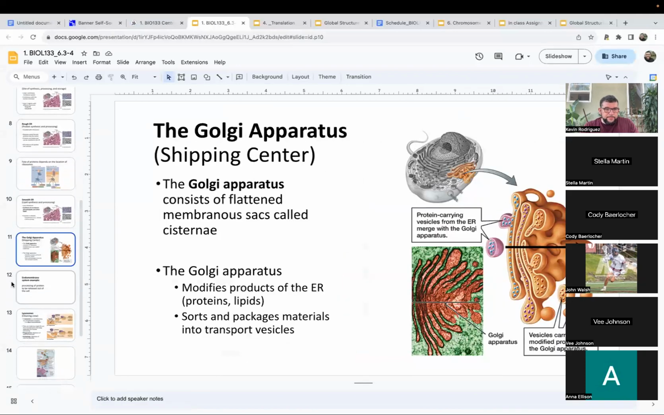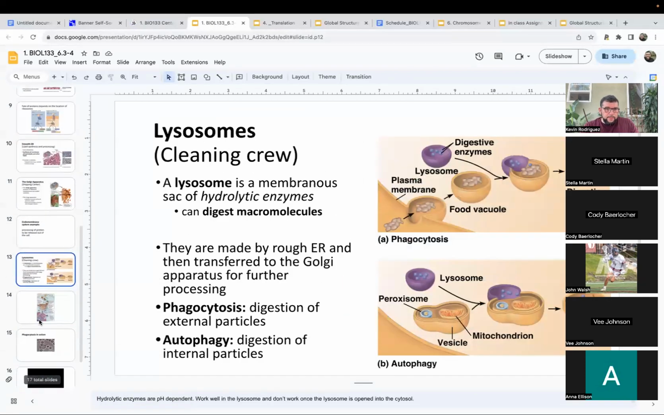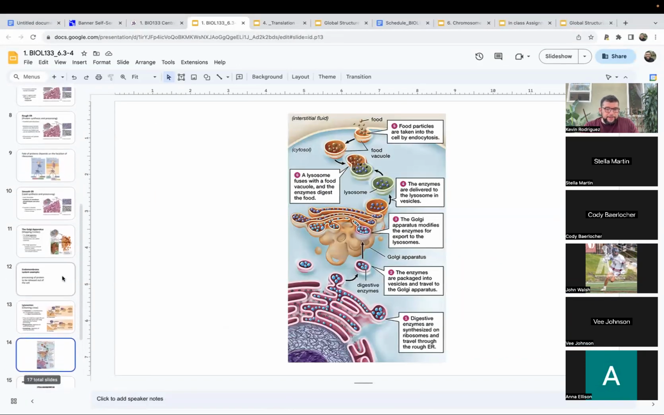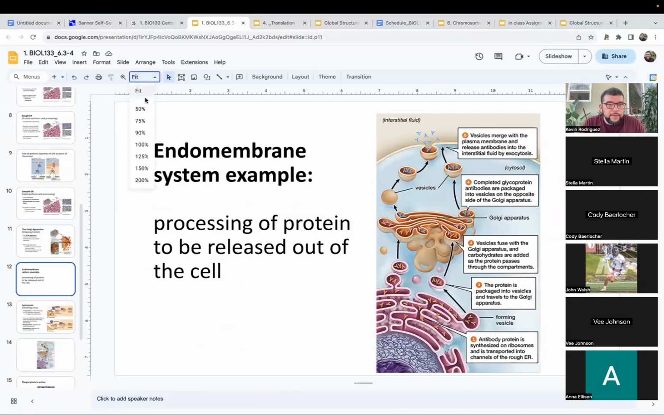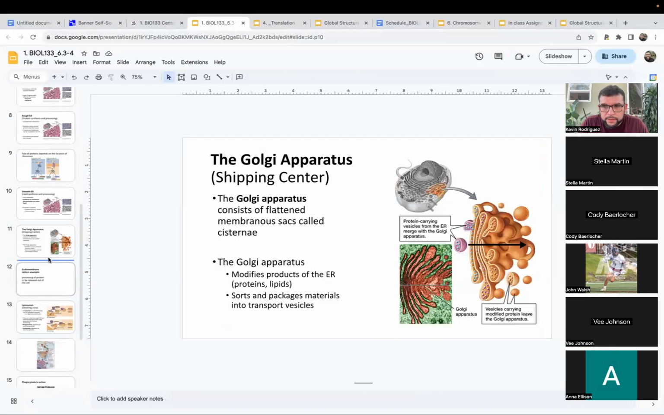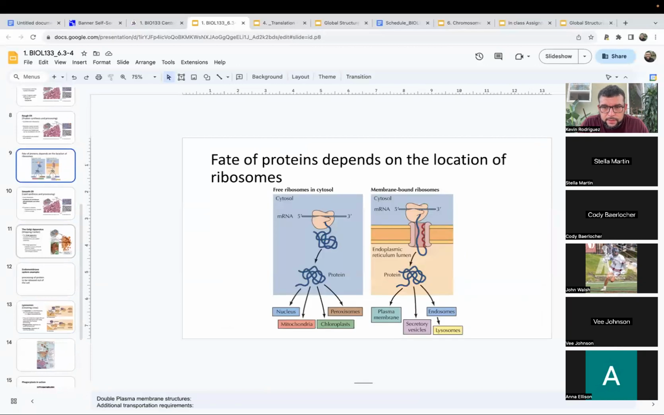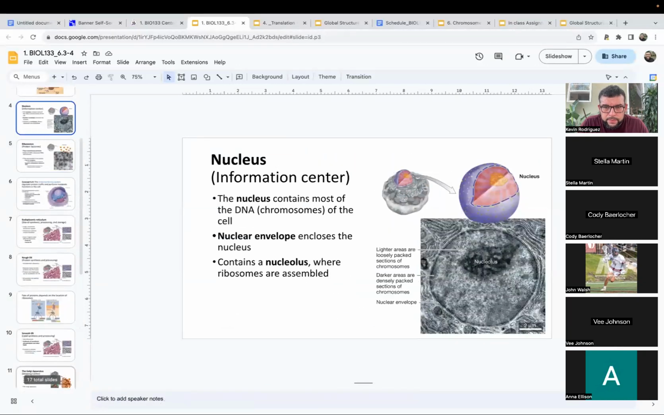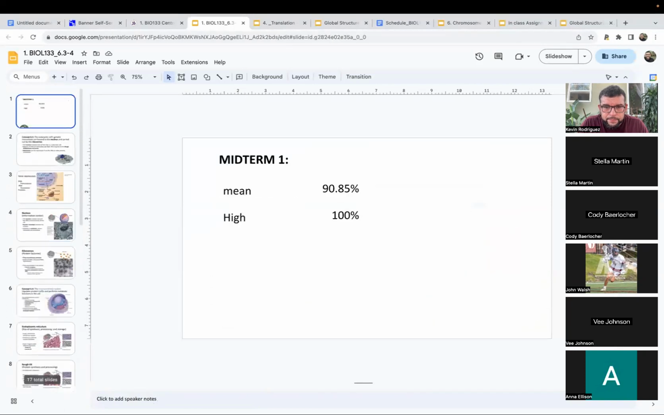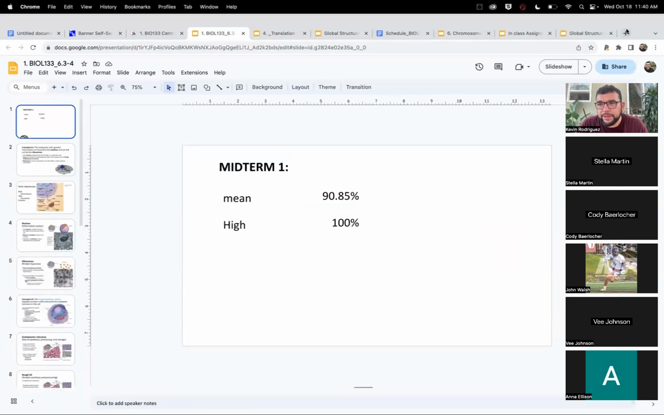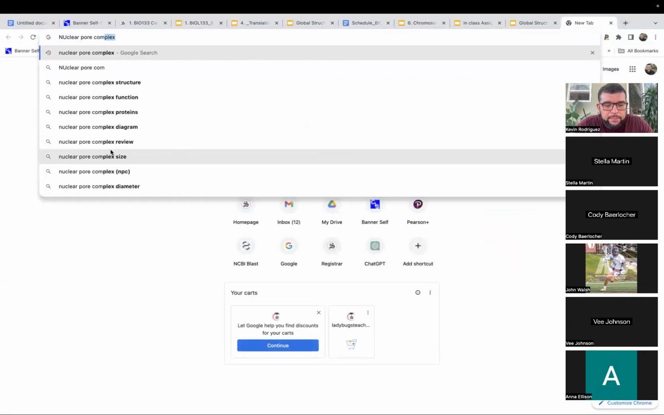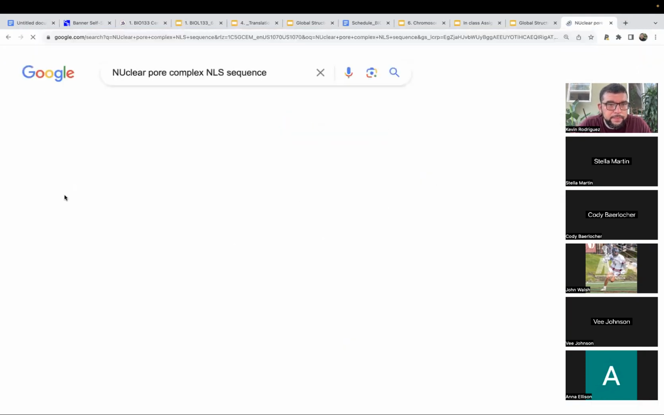Didn't put a single picture of it. Let's see. All right, I'm going to show you one really fancy picture just because it looks so cool. Nuclear pore complex NLS sequence.